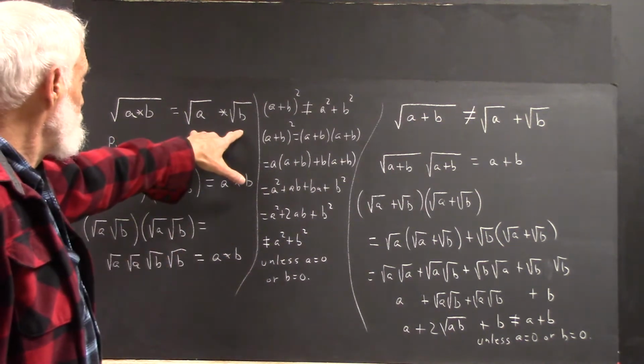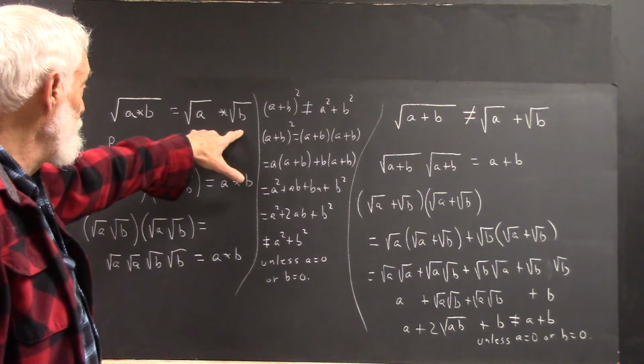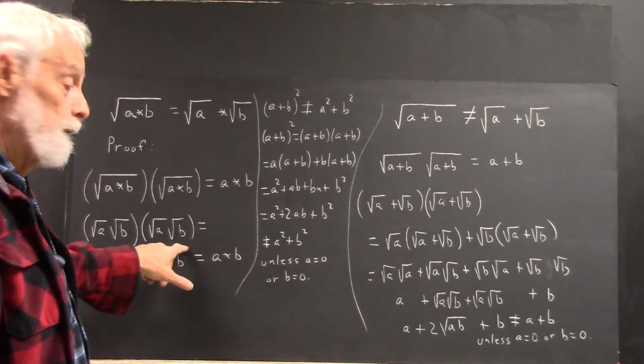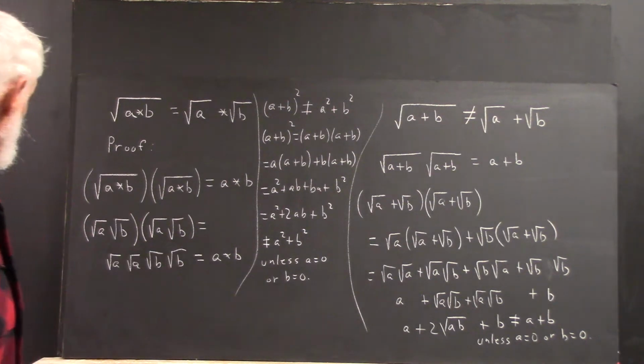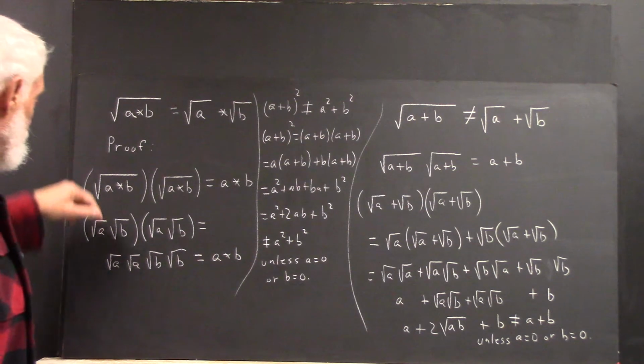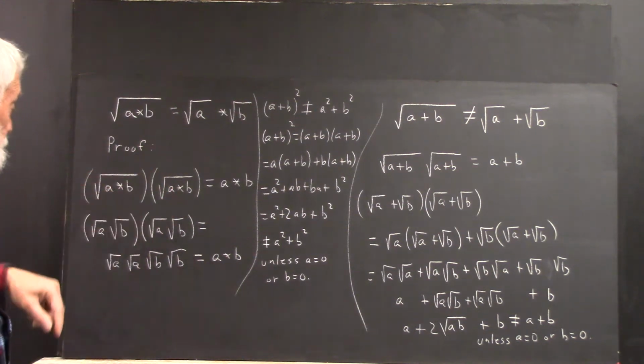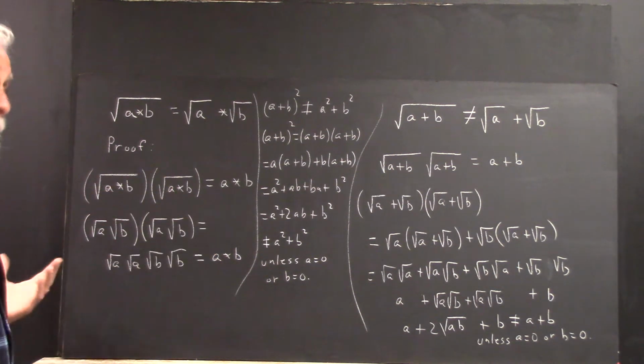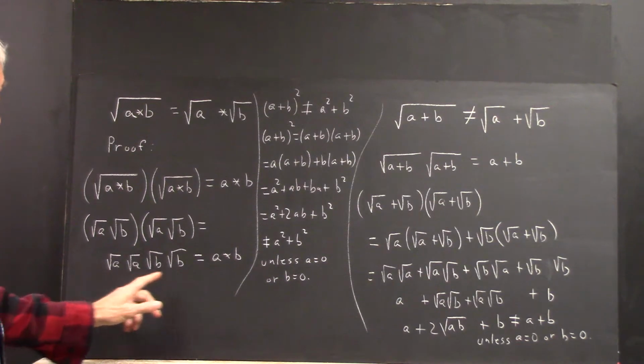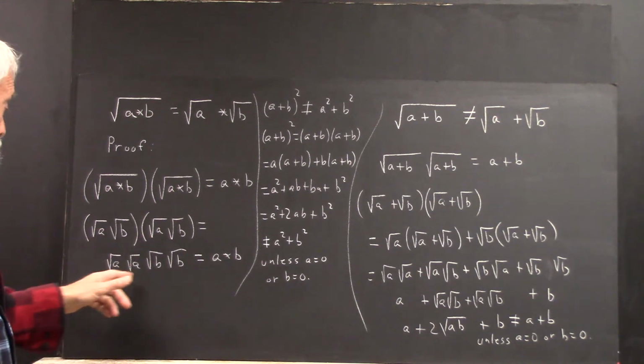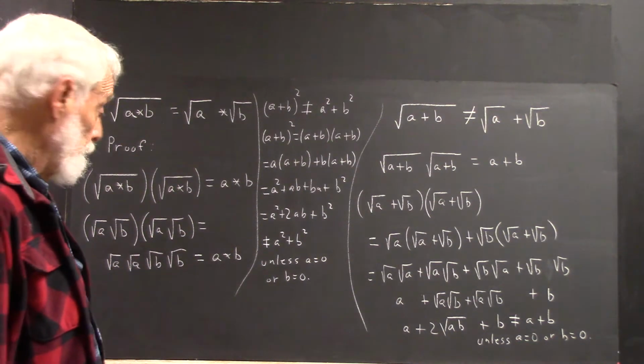Now, let's just multiply the square root of a times the square root of b by itself. Here we have it. Okay, and this equals what? Well, we have four numbers to multiply. We can multiply those four numbers in any order. I choose to rearrange them so the a's are together and the b's are together.